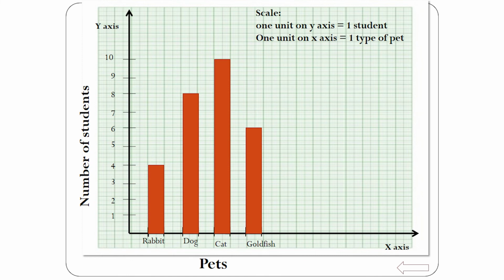Next we have the favorite pet cat. The number of pets there is 10. Similarly, you draw the bar having a total number of pets as 10. The last favorite pet there is goldfish. So the number of pets there is 6. So you draw the bar with the number 6. In this way, you can draw your bar graph on a graph paper.